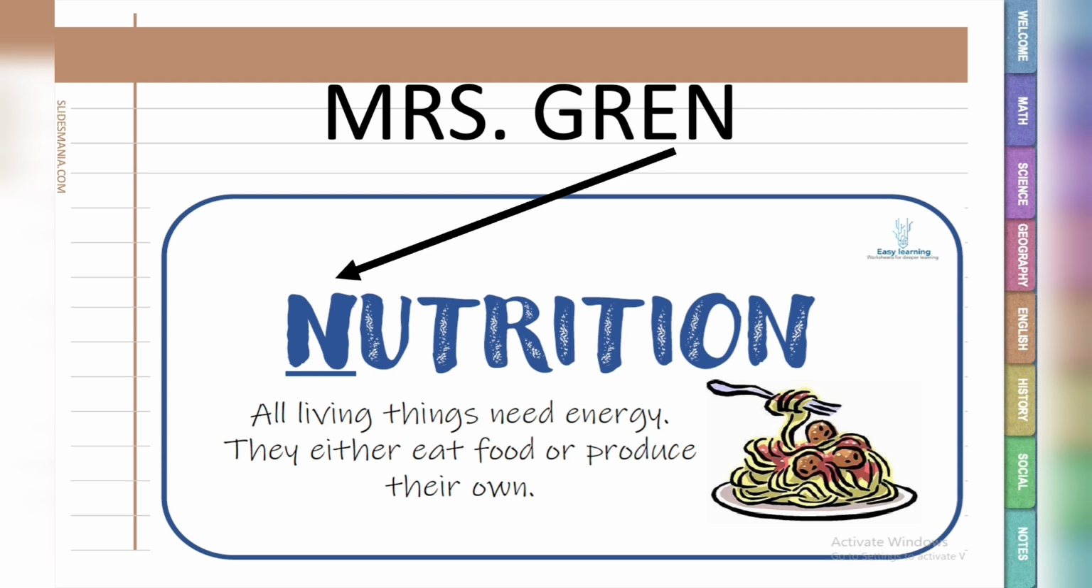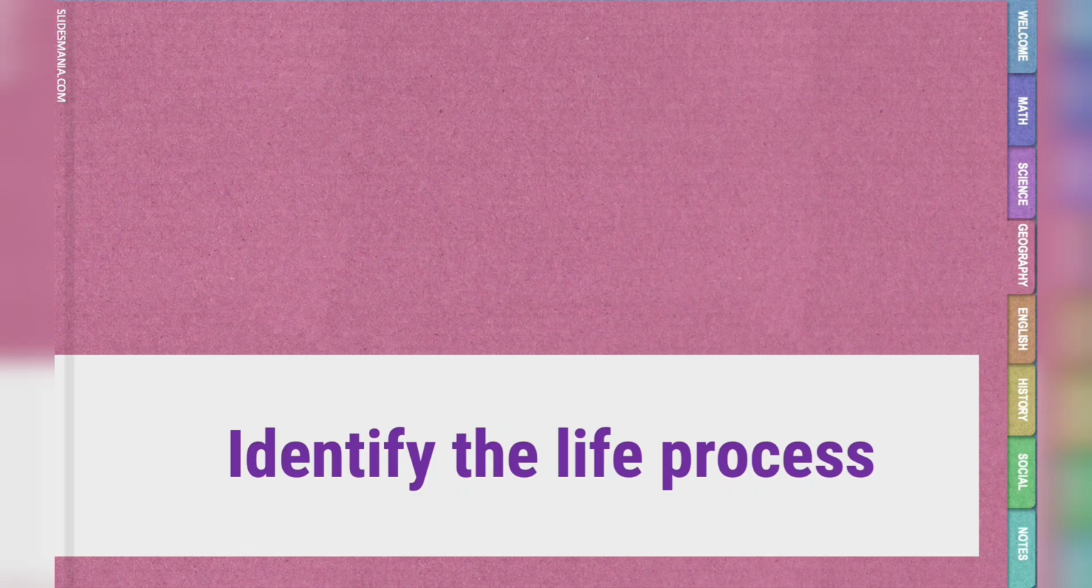And the last one is N, nutrition. It is eating food, as we learned already, right? All living things need energy, and from where do they get energy? From food. They either eat or produce their own food. The plants produce their own food, but animals and human beings eat food to get energy, and that is nutrition. So we learned 7. Mrs. Gren. M is for movement, R reproduction, S sensitivity, G growth, R for respiration, E for excretion, and N for nutrition. Now, I'm going to show you some pictures.